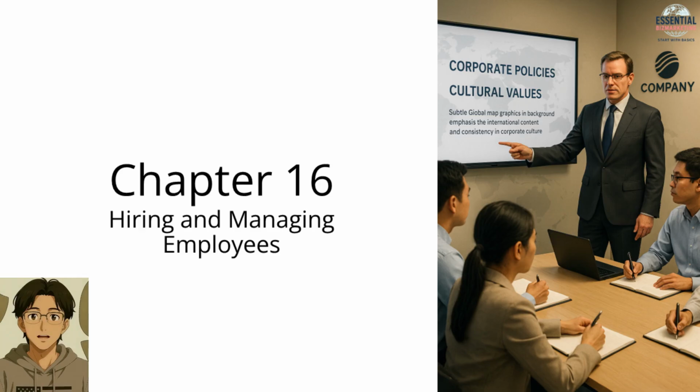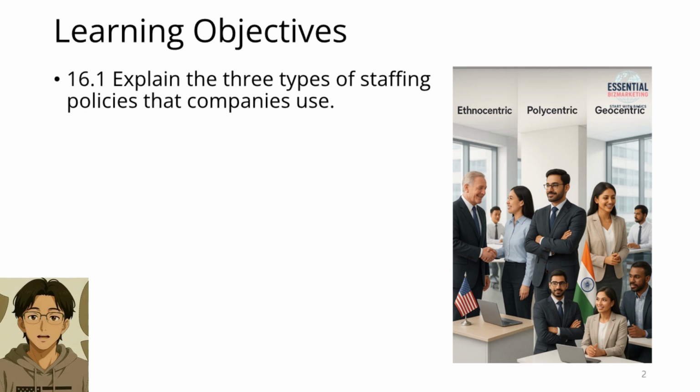This is Chapter 16, Hiring and Managing Employees. We'll examine how companies handle staffing, training, compensation, and labor relations in international environments. First, we'll explain the three types of staffing policies that companies use. These include ethnocentric, polycentric, and geocentric approaches, each with its own advantages and challenges depending on a firm's international reach.